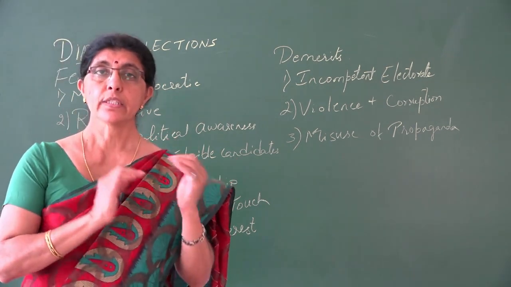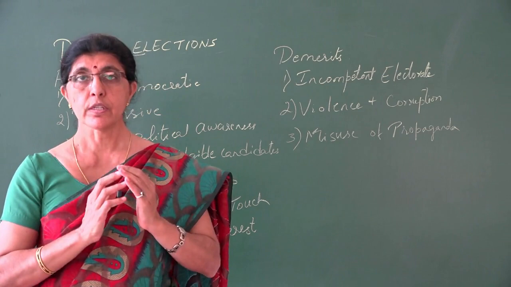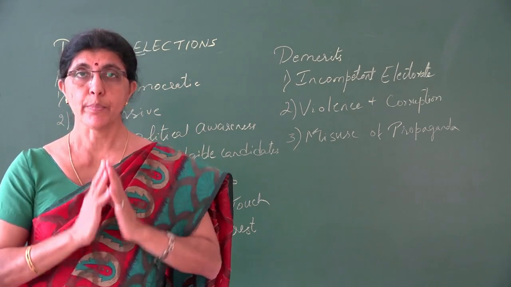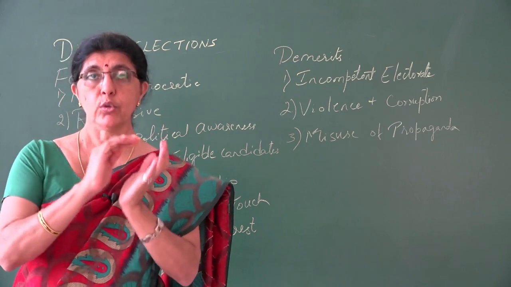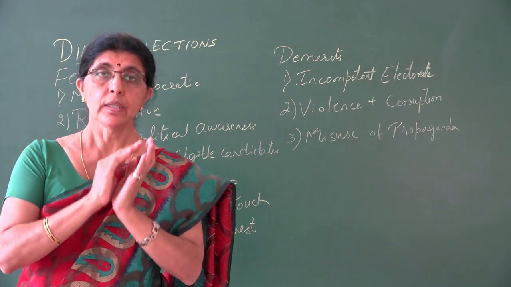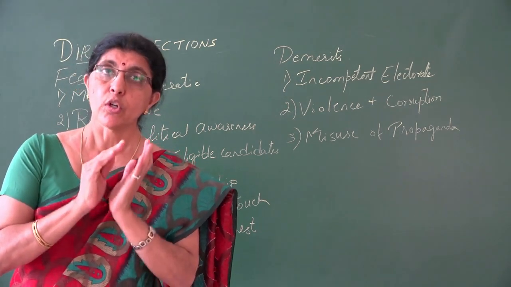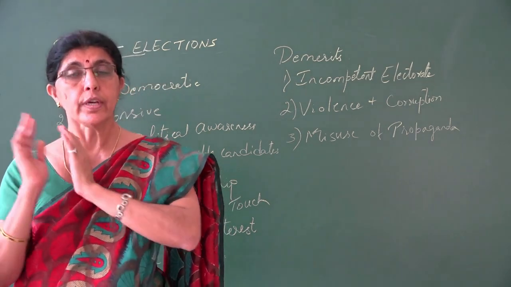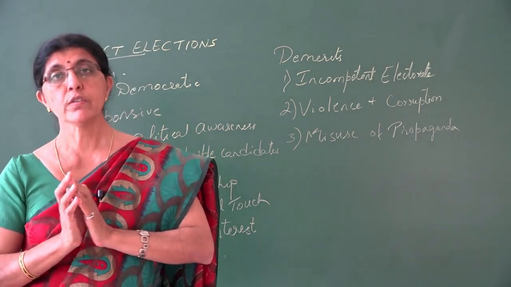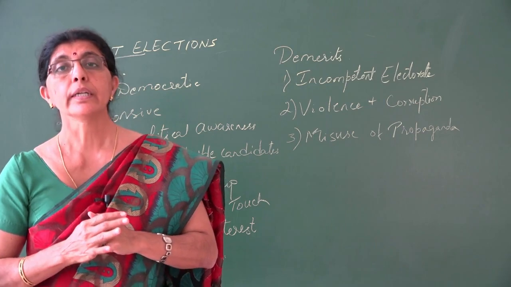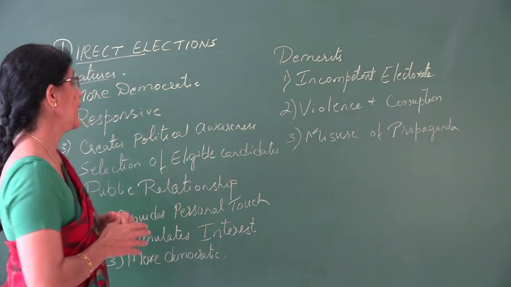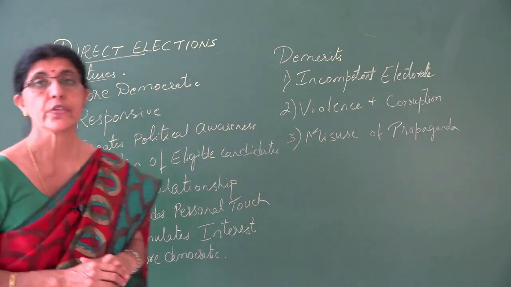So direct elections is the first phase of elections where the voter elects his representatives, and next those representatives elect their representatives, that is, the Electoral College chooses their representative. That becomes the second phase of elections. We call it the indirect elections. Now coming to the direct elections, let us see what its features are.